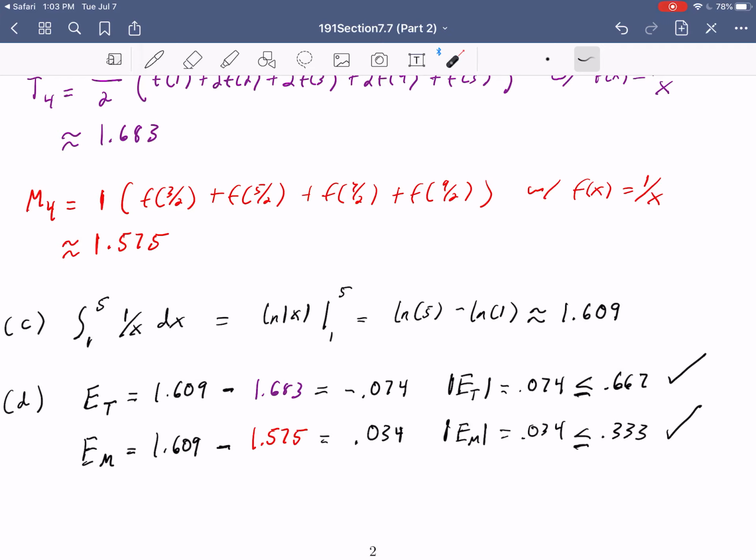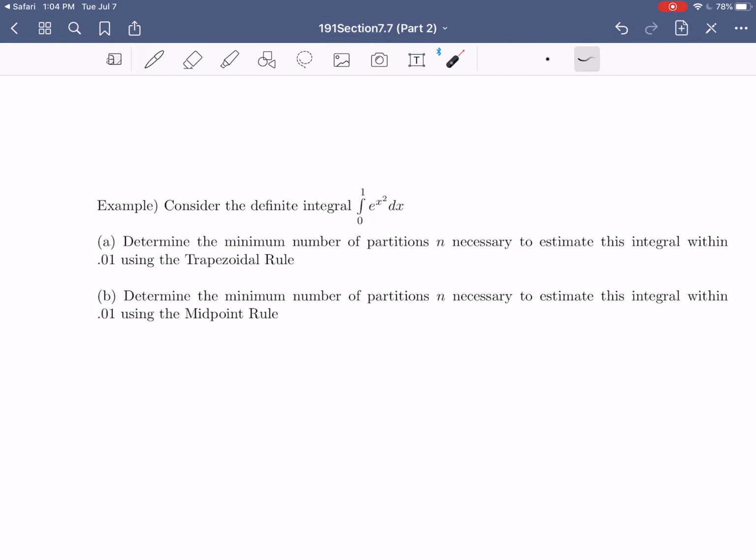Okay, so this was more of an example to help you understand what we're trying to study when we talk about these error bounds. Our next example is going to be much more realistic. We're going to look at a definite integral that we cannot directly evaluate, and instead of trying to do the approximations, we're going to try to figure out how many partitions, what value of n is necessary to guarantee a particular level of accuracy. So let's go ahead and look at that question.